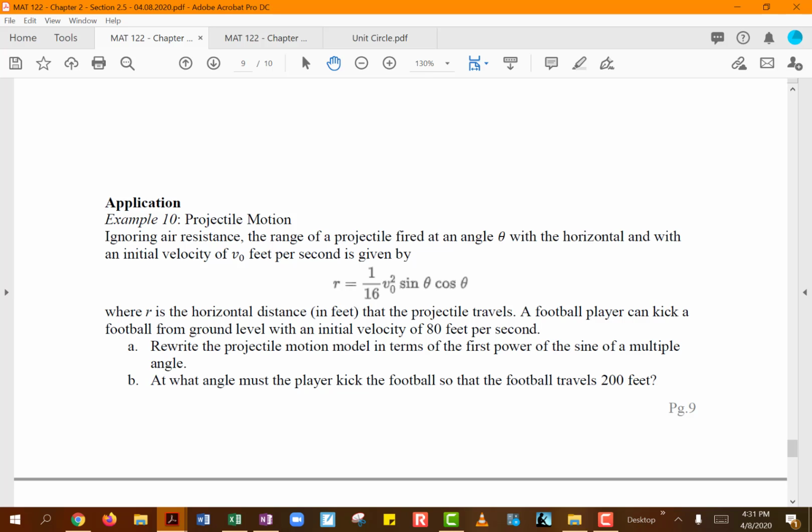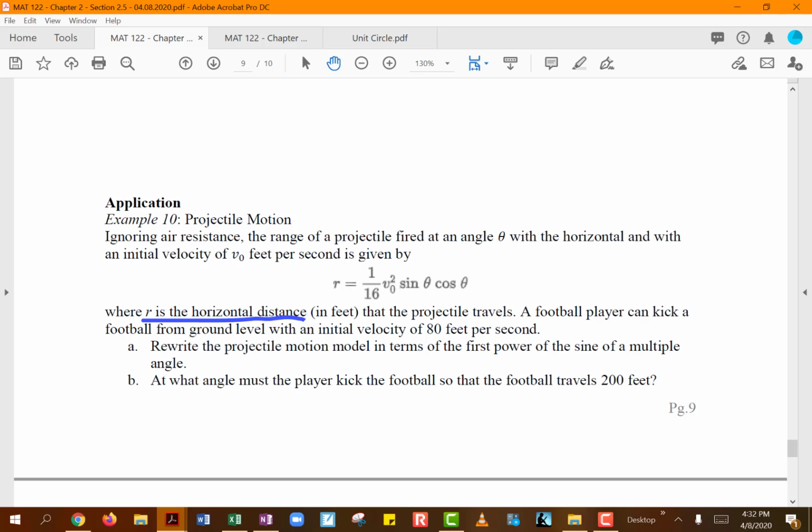So you have 1 over 16 v sub 0 squared multiplied with sine of theta times cosine of theta, where r is going to be your horizontal distance in feet that projectile is going to travel. So basically you can think of this same example as, what if a football player was going to kick a football from the ground level and he has an initial velocity of 80 feet per second. So they want to know two things here.